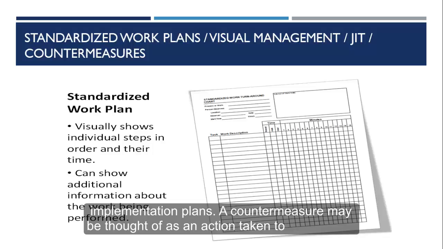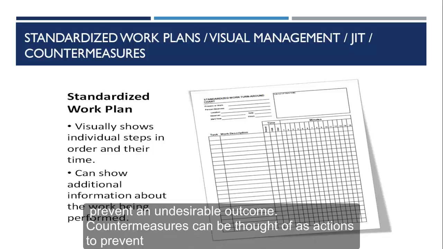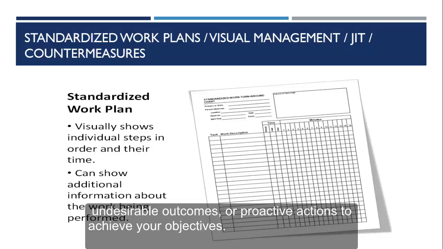Sometimes countermeasures are needed to implement standard work plans or other future state implementation plans. A countermeasure may be thought of as an action taken to prevent an undesirable outcome. Countermeasures can be thought of as actions to prevent undesirable outcomes or proactive actions to achieve your objectives.